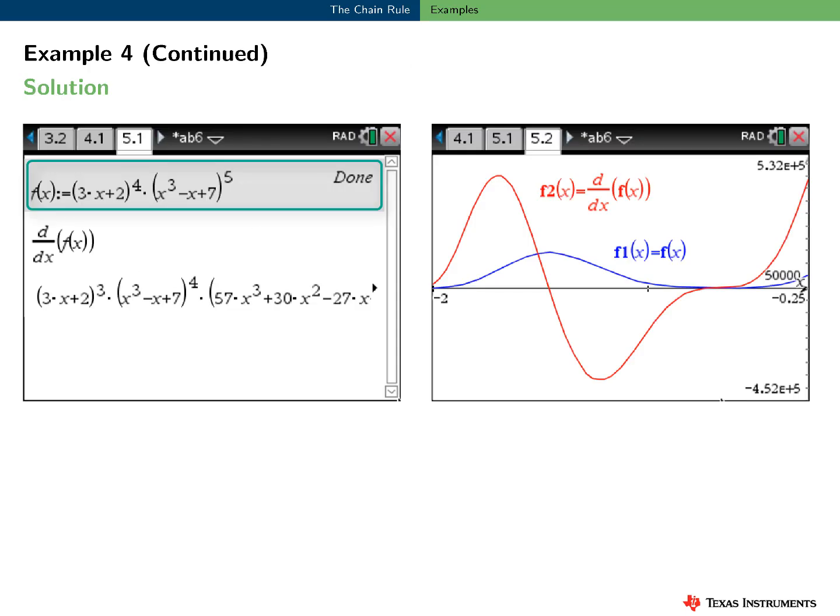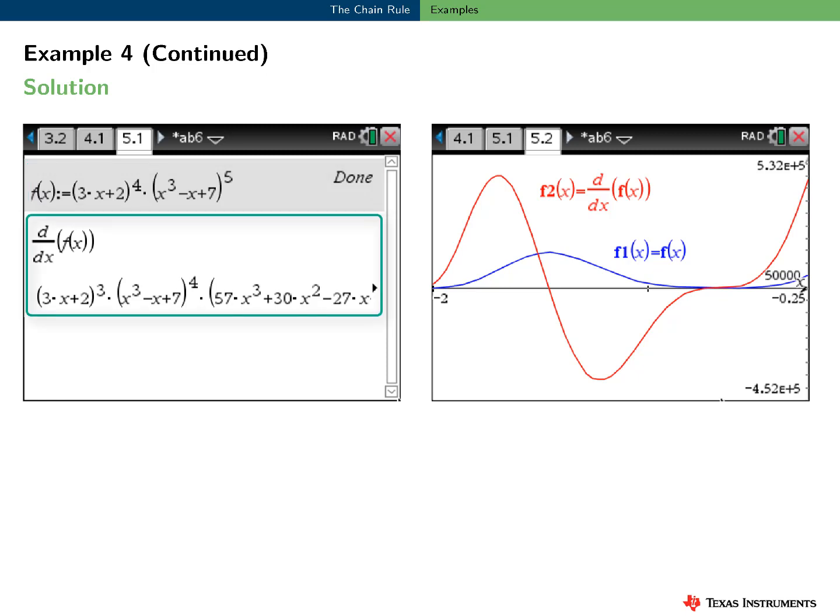I can also use technology here to find this symbolic derivative. Here I define the function f, and then once again I use the derivative template to find f prime. Notice that the answer here is given to me in factored, simplified form, and even though you can't see the entire derivative on the screen, it is there if I scroll off to the right.